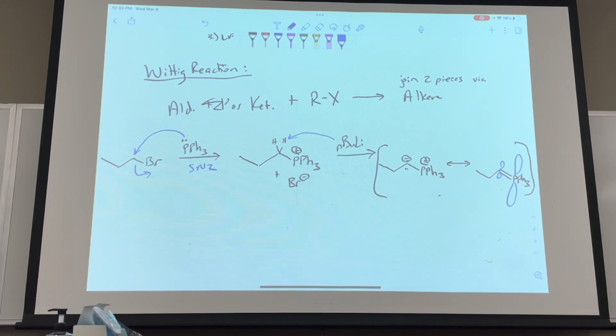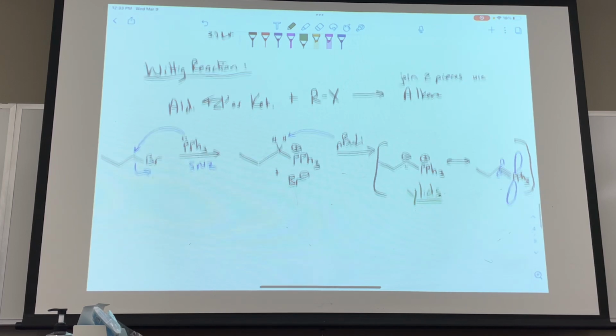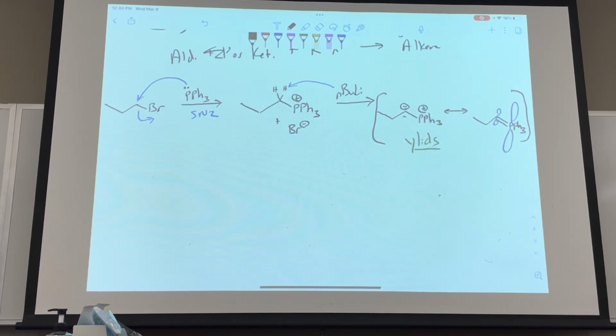So by the way, these kind of weird dipolar structures like this are called ylids. So we're using a phosphorus ylid as our nucleophile. So let's go ahead and add this to, we'll do benzaldehyde.